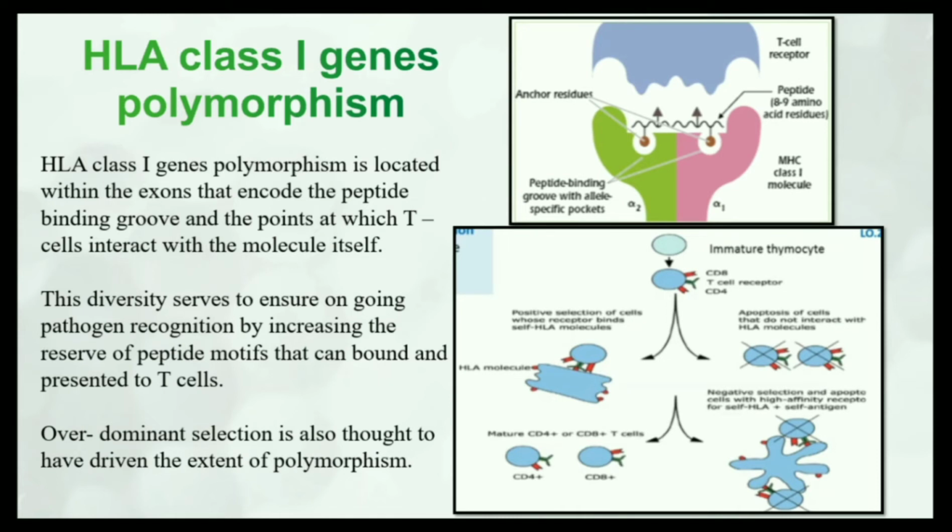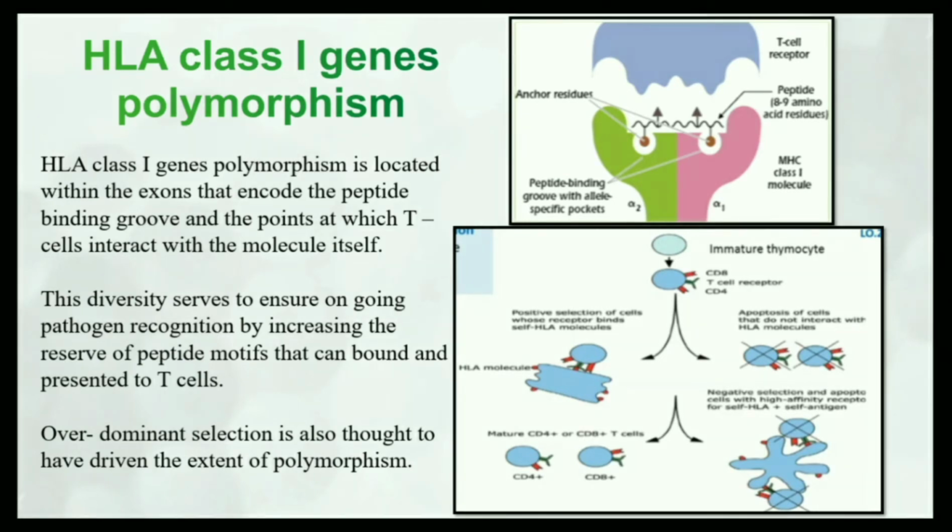In the second step, for the cells that show affinity to bind with HLA molecules, there is also positive or negative selection. The positively selected cells show suitable or low affinity to the binding with the HLA molecules on the cells of the body, and then they differentiate into two subsets, either mature CD4 plus or mature CD8 plus cells.